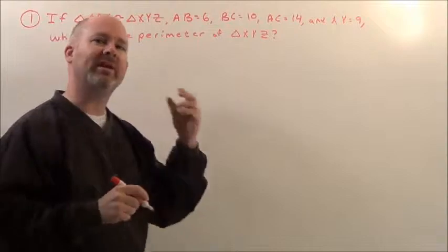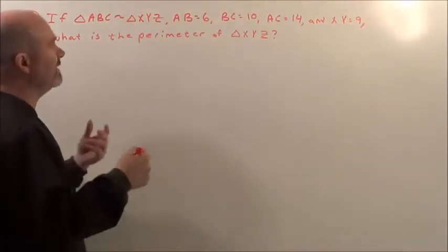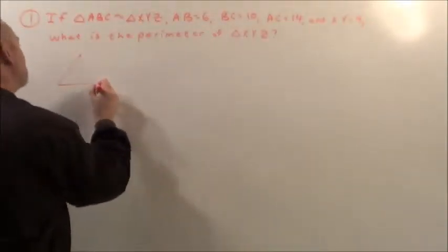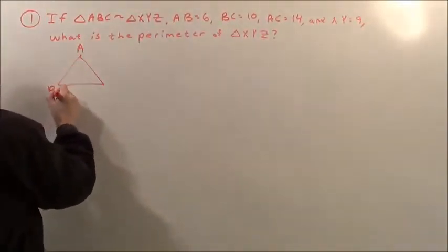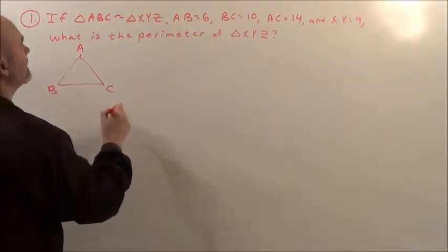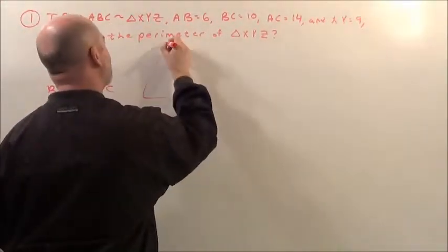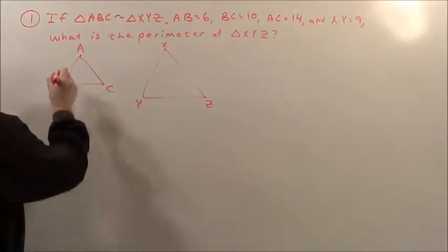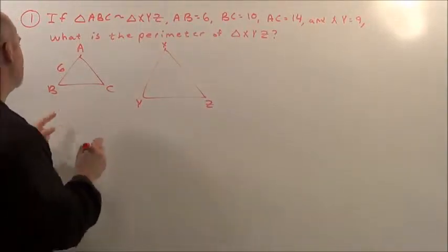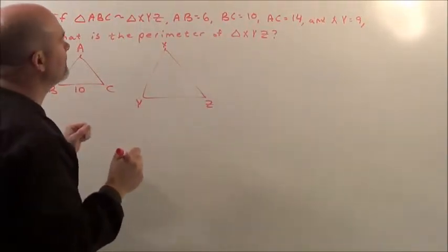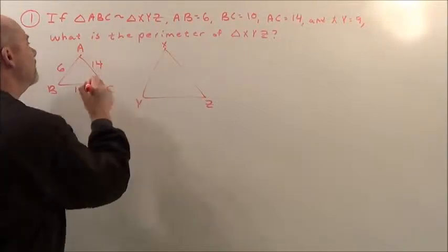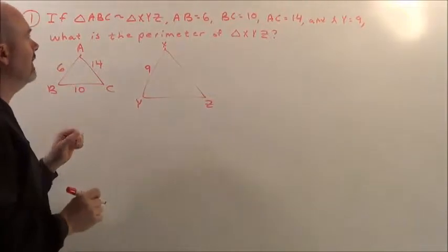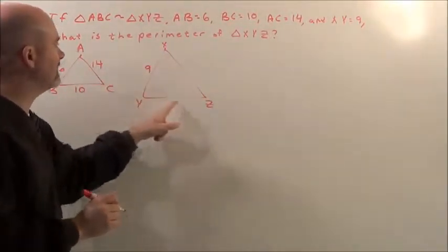I know that I'm going to set up some ratio with some sides and one perimeter to another, but let's go ahead and draw this out. I got triangle ABC. So here, very simple, small, ABC. And it's similar to this XYZ, this guy right here, X, Y, Z. And it tells me AB is 6. It tells me BC is 10. It tells me AC is 14. And it tells me XY, one measurement on this guy, 9. And it wants to know the perimeter of this, the distance around.